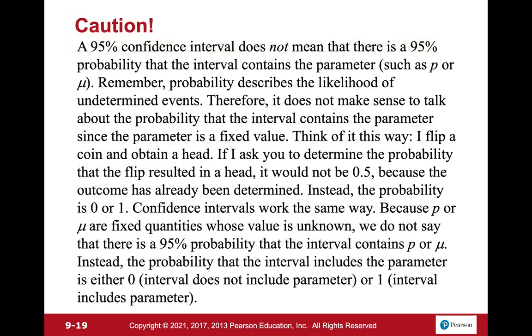Caution, a 95% confidence interval does not mean that there is a 95% probability that the interval contains the parameters, such as p or mu. Remember, the probability describes the likelihood of an undetermined event. Therefore, it does not make sense to talk about the probability that the interval contains a parameter, since a parameter is not a fixed value. So in other words, do not confuse 95% confidence with 95% probability. Those are two completely different things.